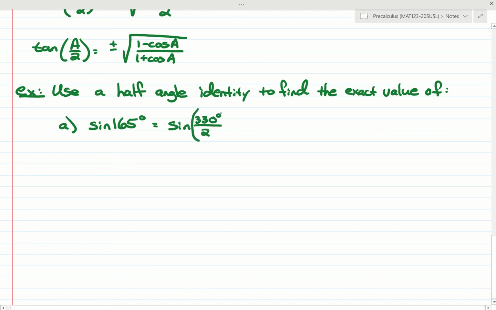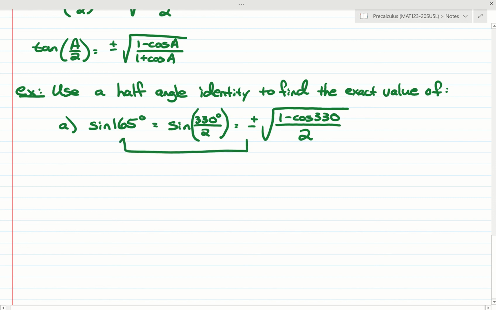And now let's set up our formula. The formula is plus or minus the square root of 1 minus the cosine of that bigger angle divided by 2. Now the question is, are we going to be using the positive or the negative? Well, that comes from this angle. So the question is, is sine of 165 positive or negative? Well, 165 is in the second quadrant, and we're looking to find the sine. So sine would be positive there.